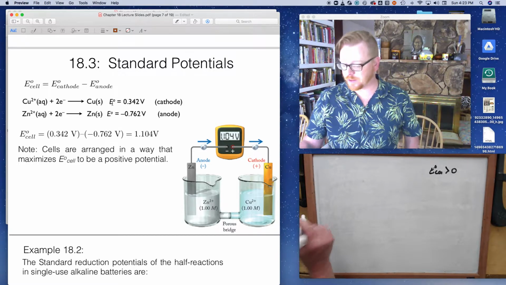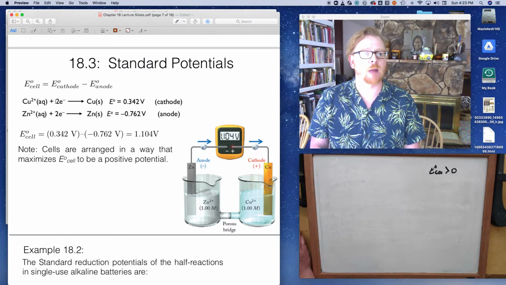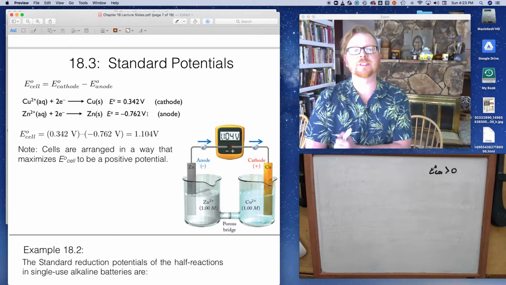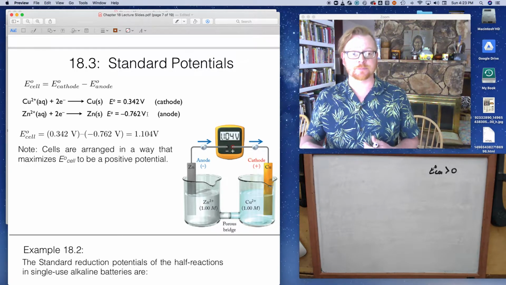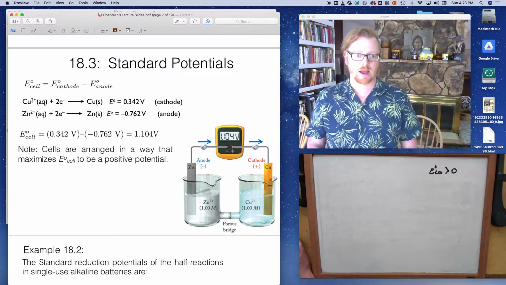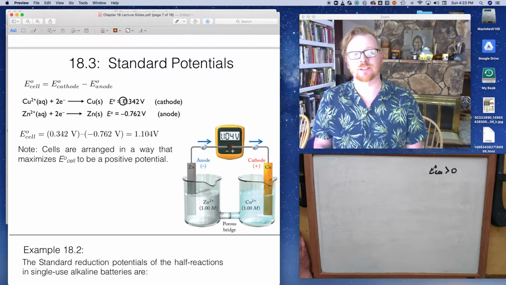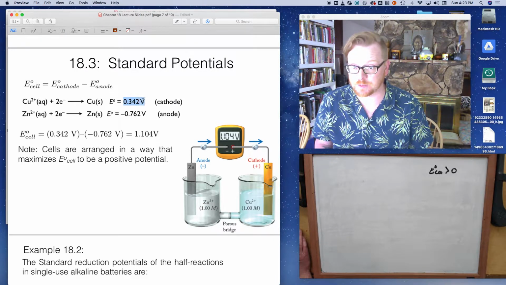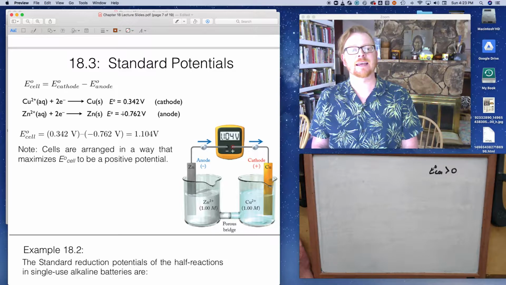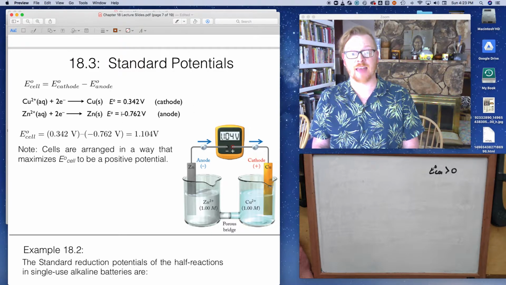And here you note that both of them are written as reduction potentials, right? Copper plus 2 electrons, zinc plus 2 electrons. Copper is positive 0.342 volts, and zinc as a reduction potential is negative 0.76 volts. So right away we see the copper is more positive. That means the copper 2 plus is a better oxidizing agent. But moreover, because it has a larger potential, it's positive, that means it's a better cathode. And because the zinc has a voltage that's less than that, it's actually even negative, that means it's a better anode.